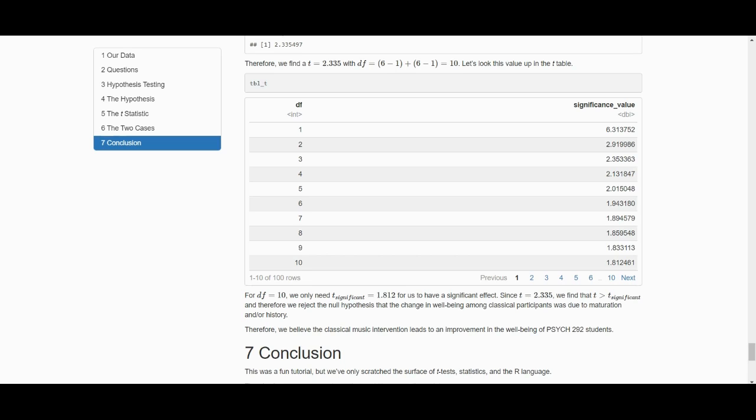In other words, the change in well-being among classical participants was not due to maturation or history, because the null hypothesis was that the change in well-being among classical participants was due to maturation and/or history. So, therefore, we believe that the classical music intervention leads to an improvement in the well-being of Psych 292 students.